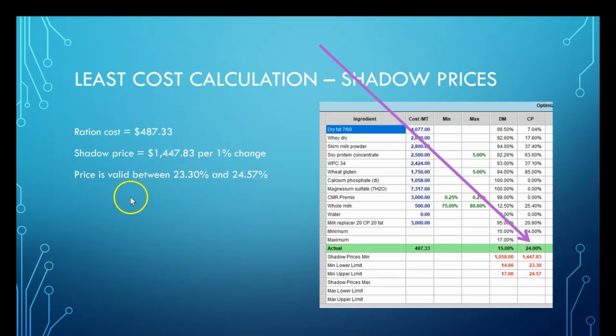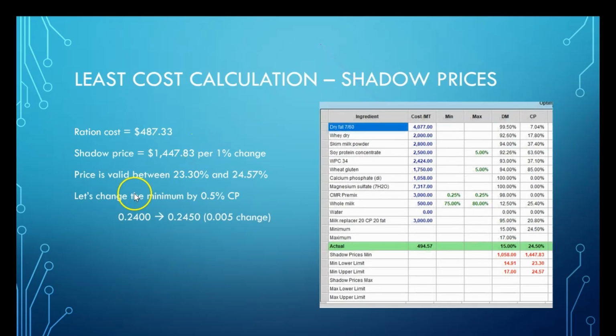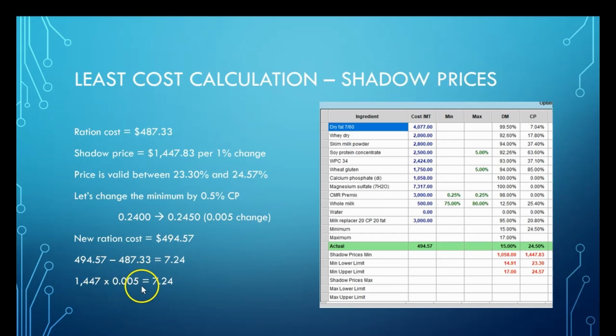Multiplying the shadow price of $1,447.83 by the 0.005 increase in protein gives us the predicted cost increase of $7.24 per ton.